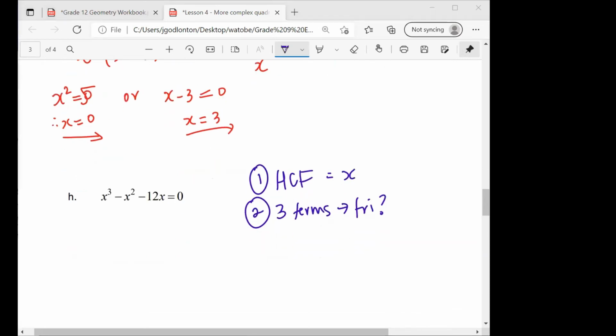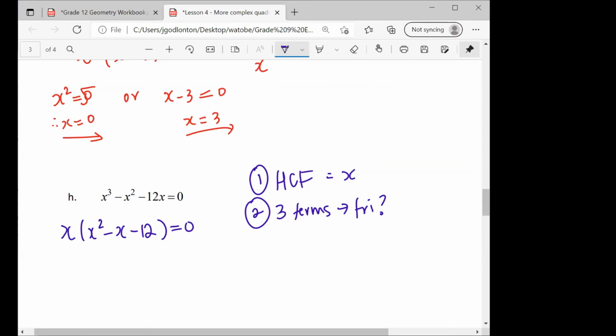So, first things first is we're going to take out our highest common factor. So, I'm going to take out my x. And I'm left with x squared minus x minus 12, and that's going to be equal to 0. Okay, so if you did that, you give yourselves a mark. That was your first step.